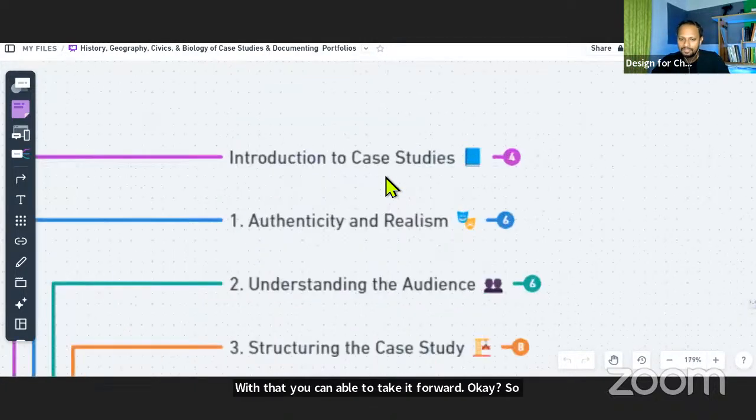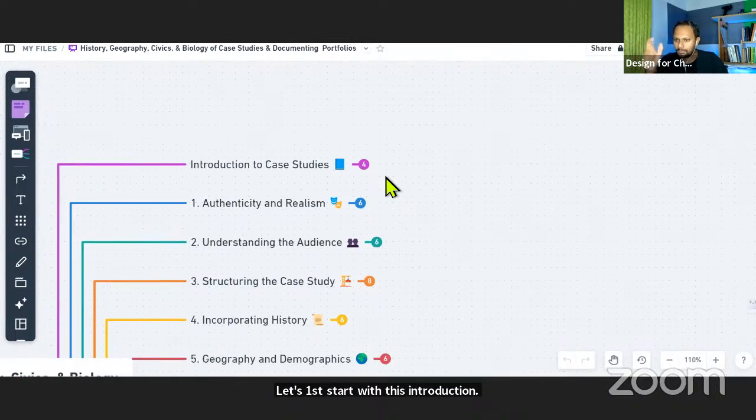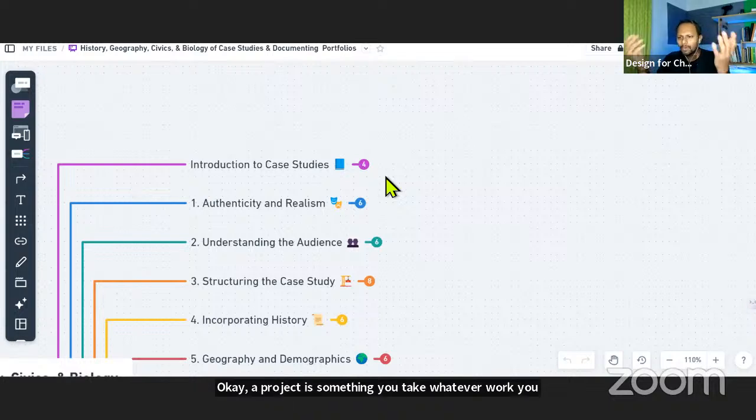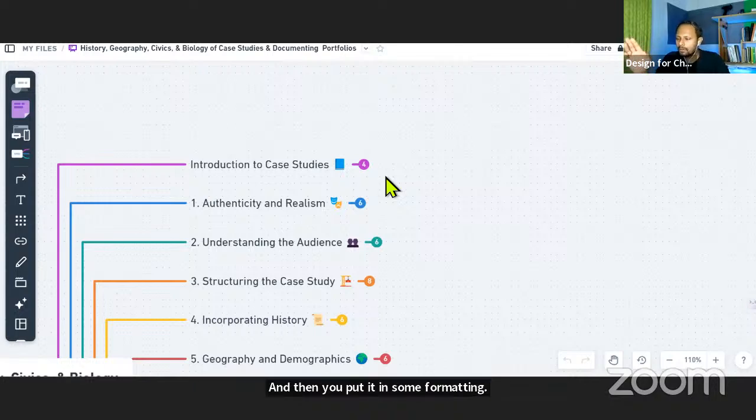Let's first start with this introduction. What is meant by case studies? See guys, there is a huge difference between a project and a case study. A project is something where you take whatever random work you have, photos, videos, and whatever details you have about that project regarding data and collected information, and then you put it in some format. That's totally up to you. A project can be drawn or done in any format, in any number of days, in any style you want.